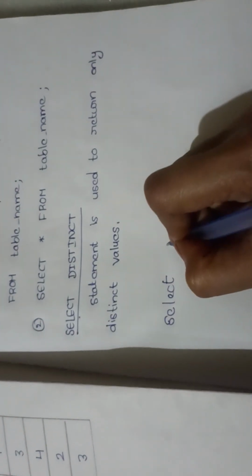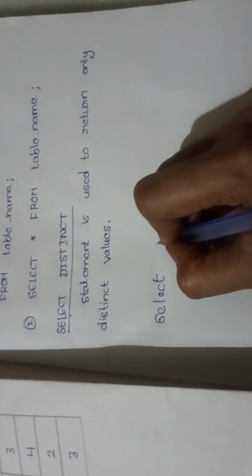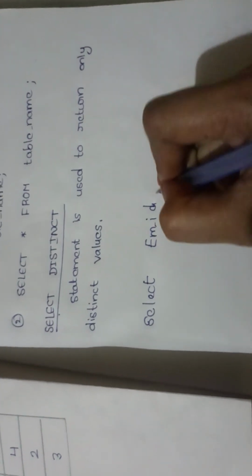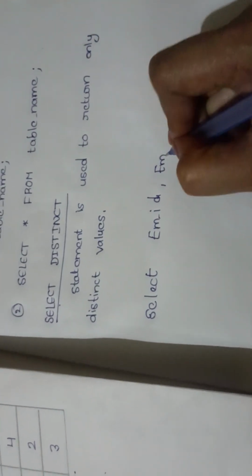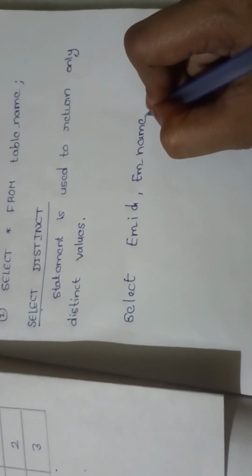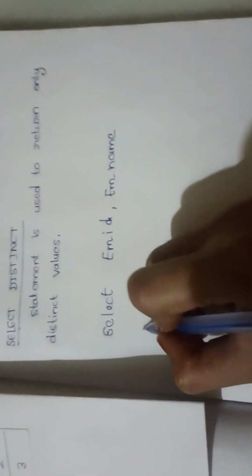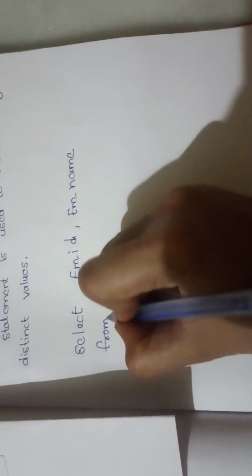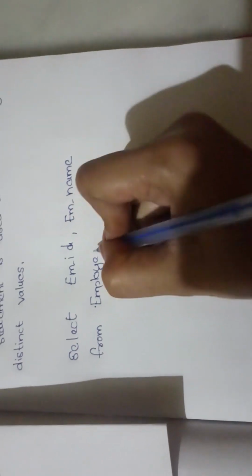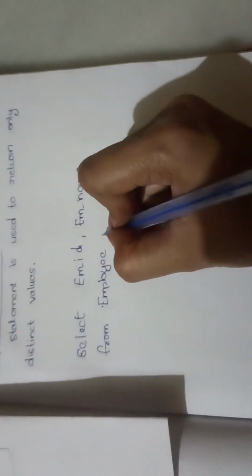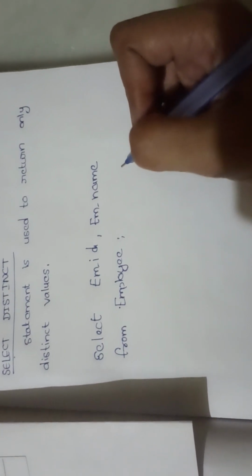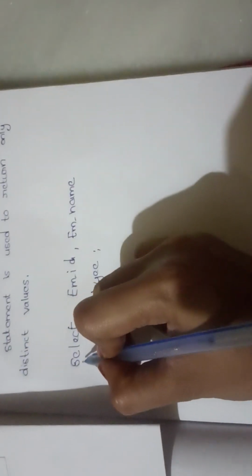select, and then the column names we need to select. Our column names are employee ID, comma, employee name. These two are the column names we need to select from the table name. Our table name is employee. Here we should keep a semicolon at the end of each and every SQL statement.